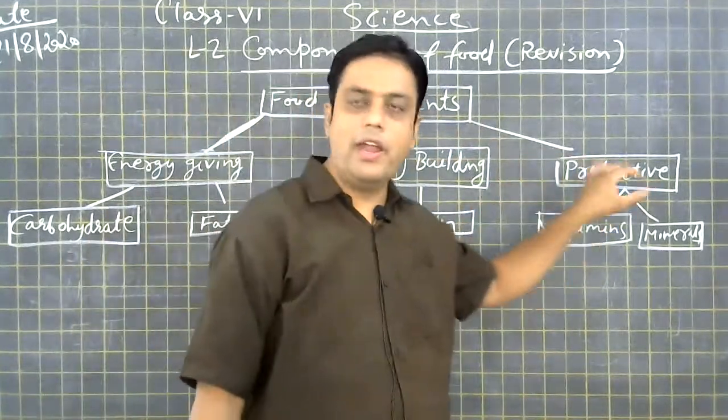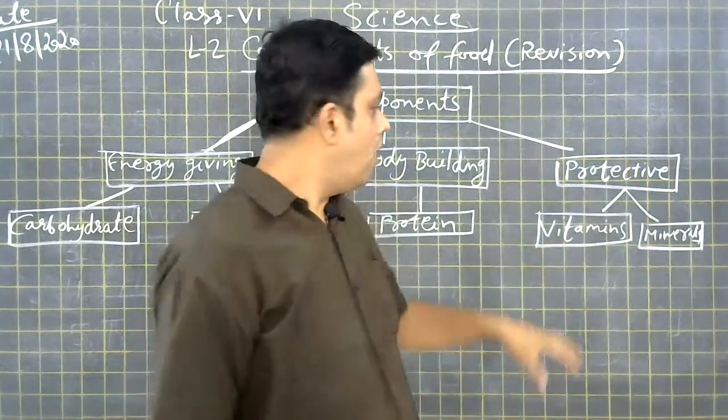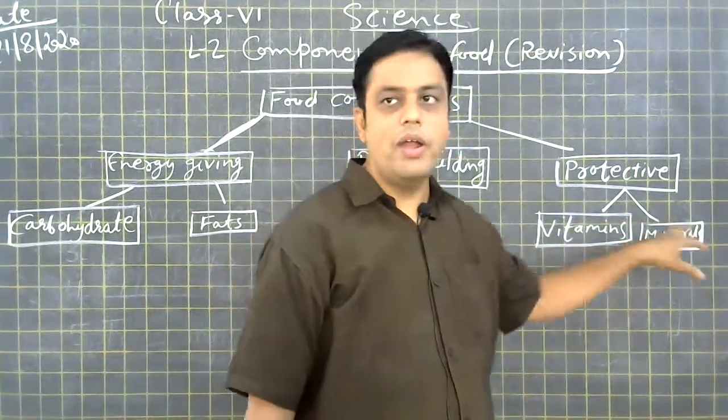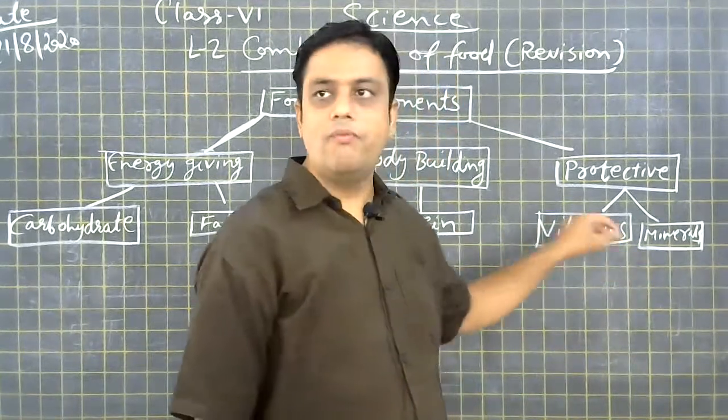So see, next one is protective nutrients. So in protective nutrients, we can divide it into two parts. One is minerals and the first one is vitamins.